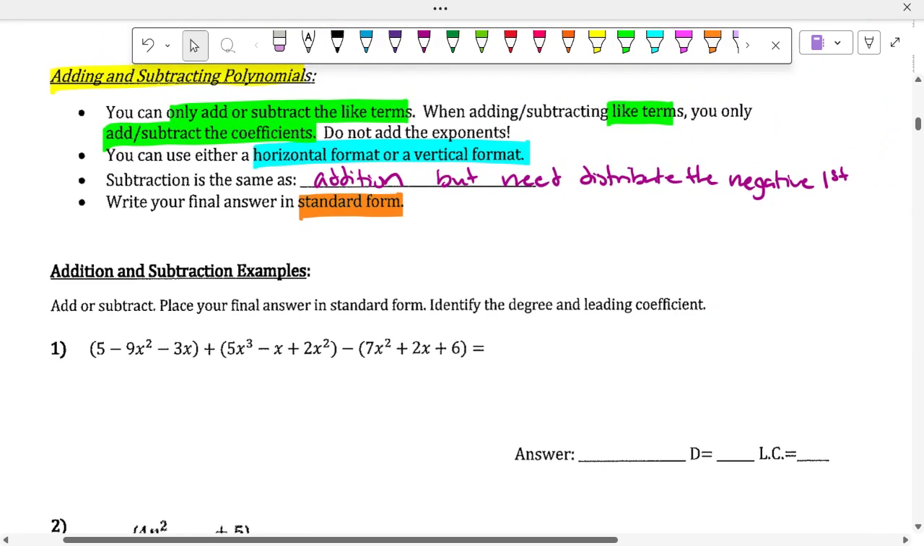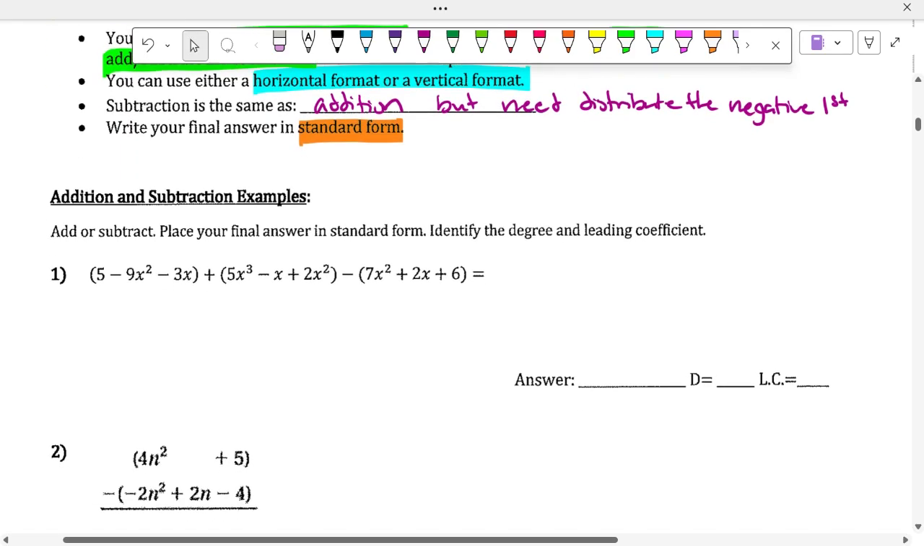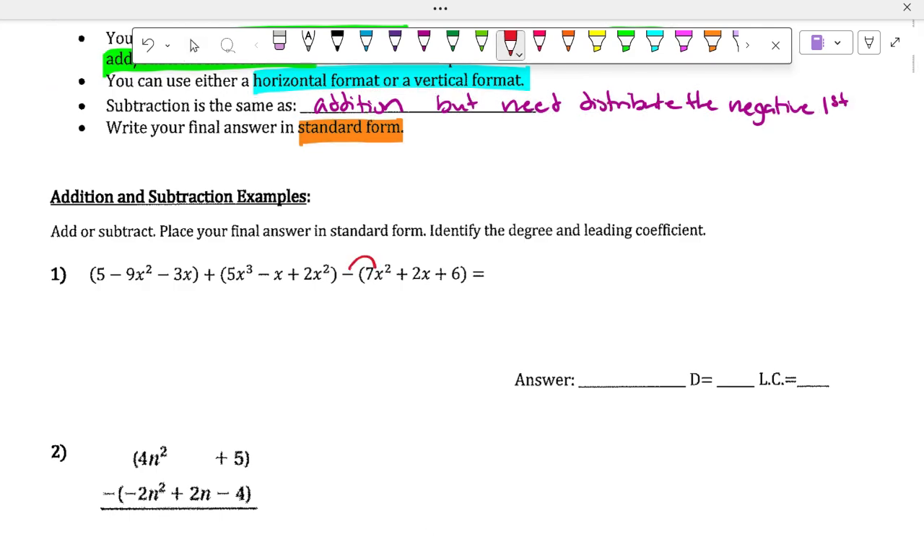So let's look at this first example. So we're adding and subtracting, so this is a mix of adding and subtracting. All right. So what do you think should be the very first thing I do? Anyone got an idea? Right. I want to take care of that negative first, just so I have everything with like terms. Okay. So I'm going to go ahead and distribute this negative.